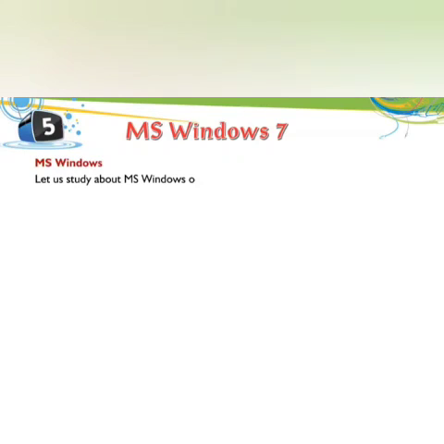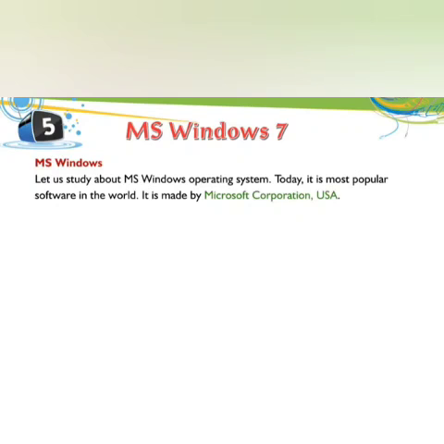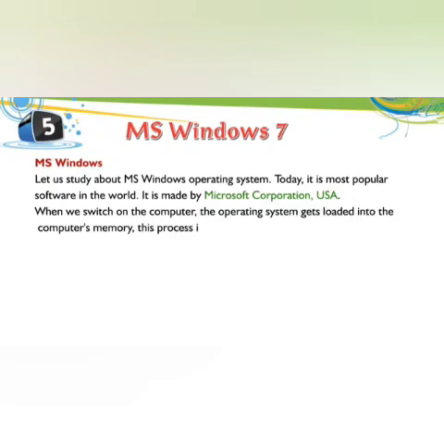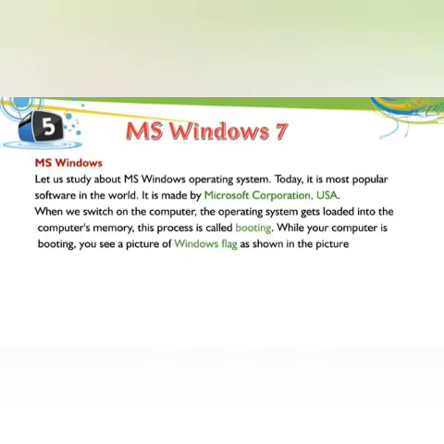MS Windows. Let us study about MS Windows operating system. Today, it is the most popular software in the world. It is made by Microsoft Corporation USA. When we switch on the computer, the operating system gets loaded into the computer's memory. This process is called booting. While your computer is booting, you see a picture of the Windows flag as shown in the pictures given here.